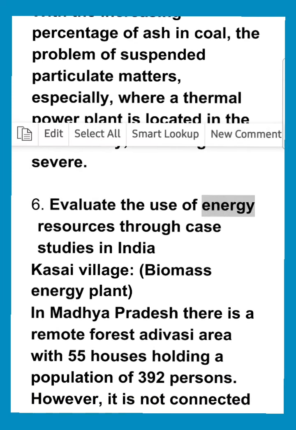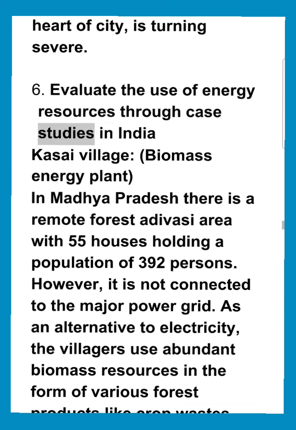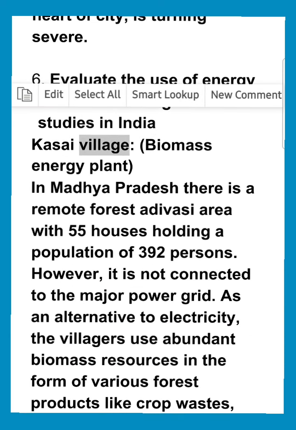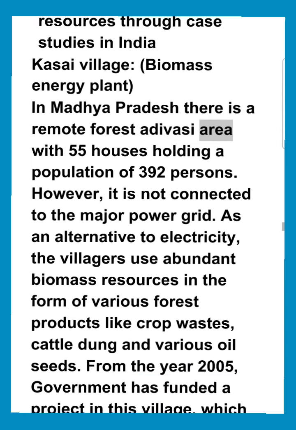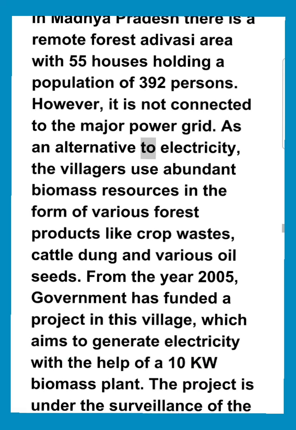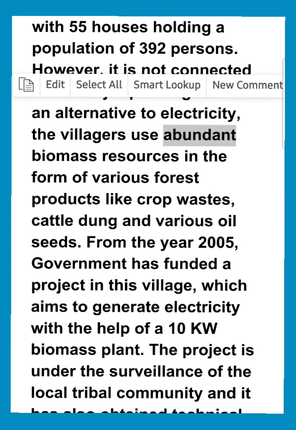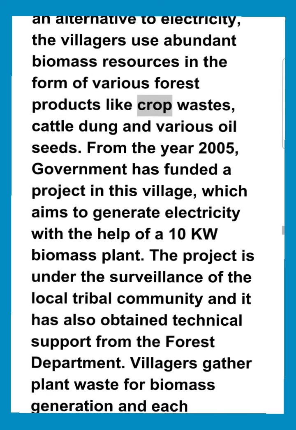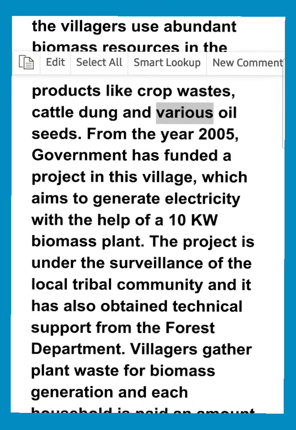Evaluate the use of energy resources through case studies in India. Kasai village, biomass energy plant. In Madhya Pradesh there is a remote forest Adivasi area with 55 houses holding a population of 392 persons. However, it is not connected to the major power grid. As an alternative to electricity, the villagers use abundant biomass resources in the form of various forest products like crop wastes, cattle dung, and various oil seeds.